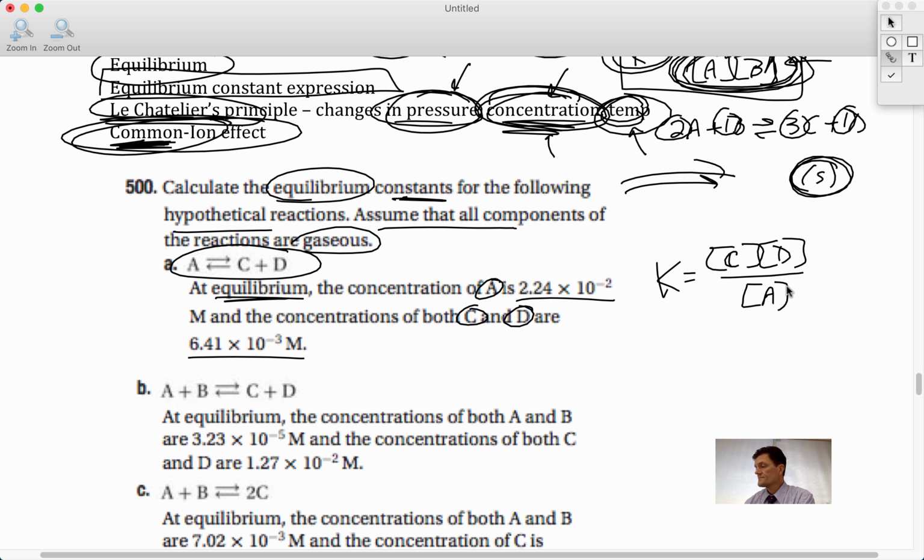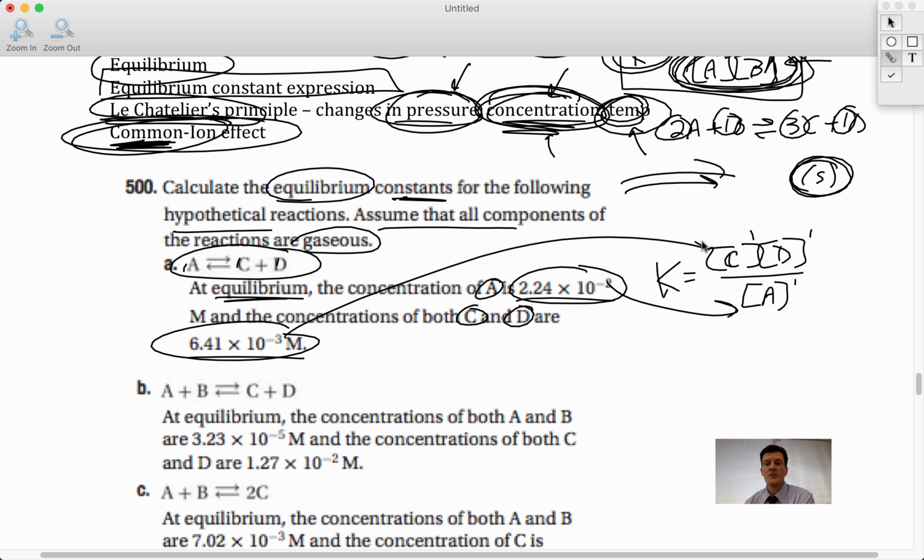And as a result, notice the coefficients here are all 1, so that's not a problem. You're just going to plug in these values. A is given, C and D are both given. Plug in those values and evaluate. There are no units on the K expression, so just get the value there and write down the value for K. All right.